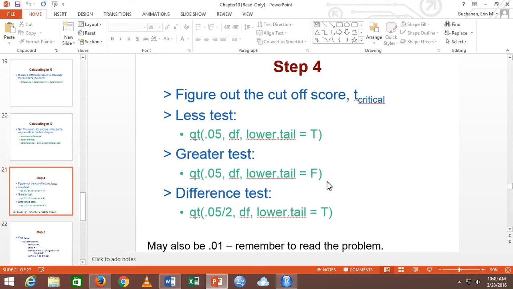So if you're using a less than test, it's going to be alpha, so 0.05 or 0.01, depends on the problem, the note is about here. Degrees of freedom, lower tail is true. If you have a greater than test, its lower tail is false. If you have a difference test, not equal to test, that's when you're going to divide by 2.